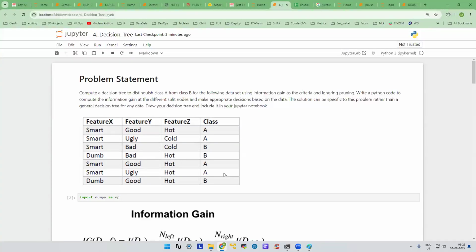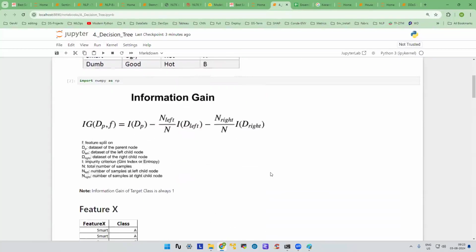Okay, my question was what is class? So it is a target column. Okay, got it. Class is the target column. Yes. Okay, and that's what my question was.